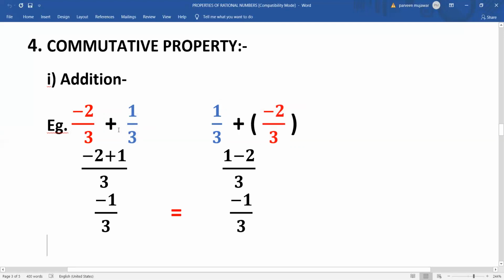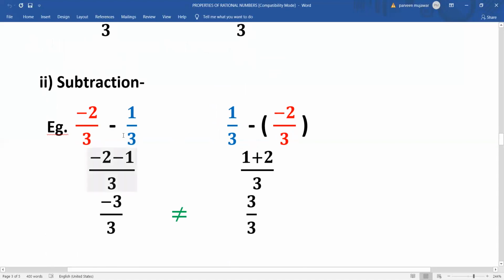Now we'll solve. Come back to the left hand side. When you solve, you get the answer minus 1 upon 3. And when you solve the right hand side, you get the answer minus 1 upon 3. Are they equal? Yes, they are equal. So it is commutative. Addition is commutative for rational numbers. When you exchange the places of the rational numbers, you get back the same answer. So addition is commutative.